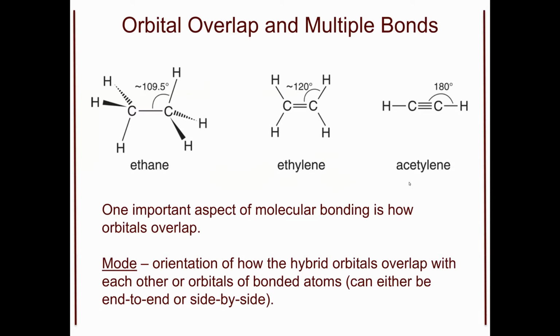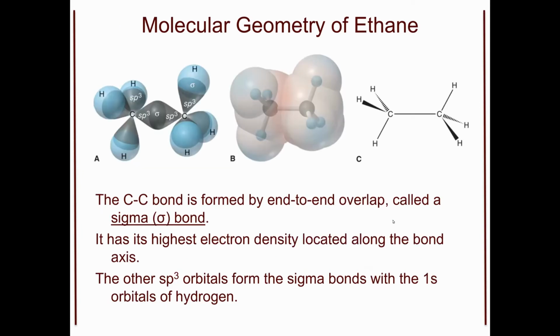This is the orientation of how the hybrid orbitals will interact with each other, and it can be done in one of two ways, either end to end or side by side. Over the next few slides, you're going to see us go through the examples of ethane, ethylene, and acetylene to explain this. So let us go ahead and look at the molecular geometry of ethane.